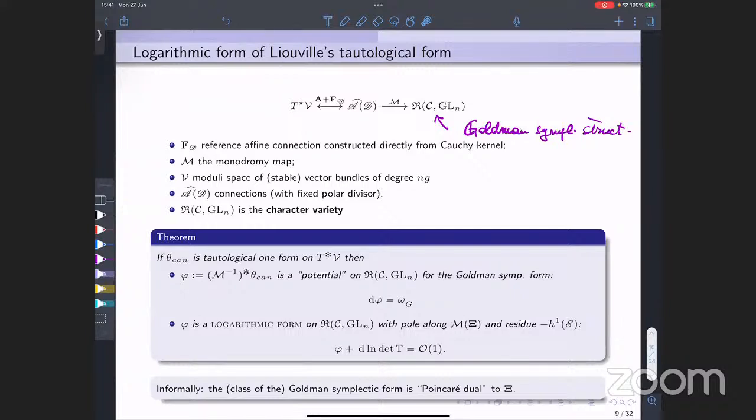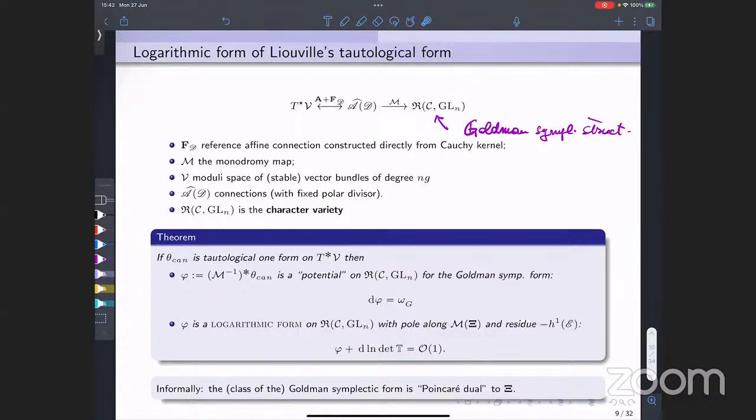Vice versa, because this map is also invertible locally, outside of the theta divisor, you can also pull back by the inverse the Liouville form from here. And then this gives you a symplectic potential for the Goldman symplectic form. In other words, it's a one form which has the property that if you take its derivative, you get the symplectic form of Goldman. The symplectic form of Goldman is explicitly writable, I just don't write it in this talk, in terms of the matrices of the representation.